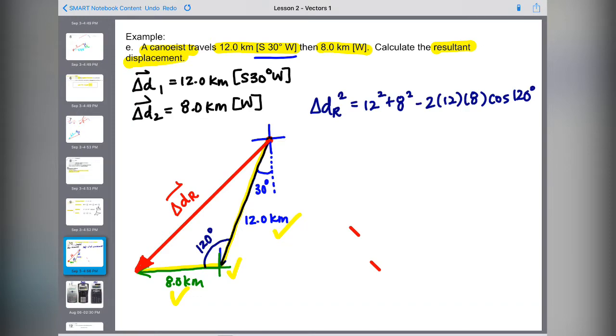So I got something like 17.43559, things like that. So delta DR worked out to be 17.4. I'm going to keep two significant digits, right? So I'm going to write 17 kilometers. I'm not done yet. This is 3 marks, okay?